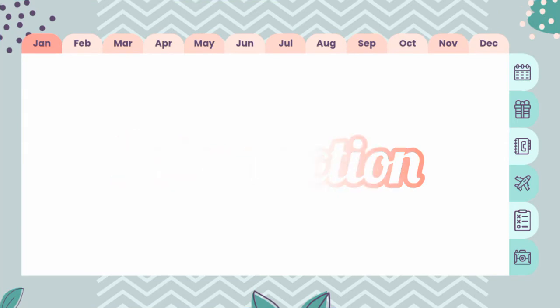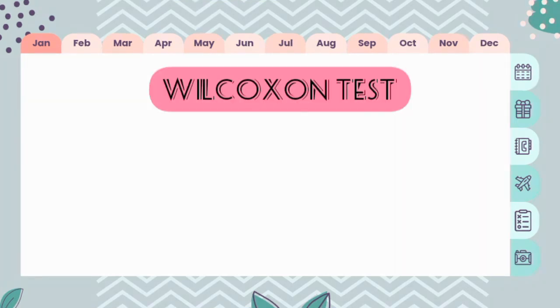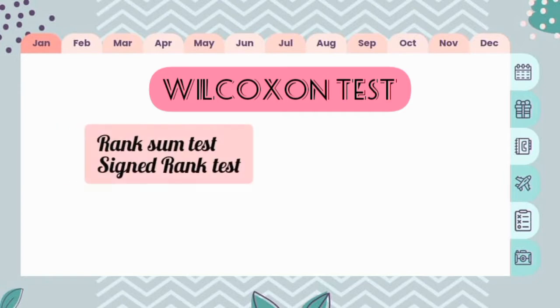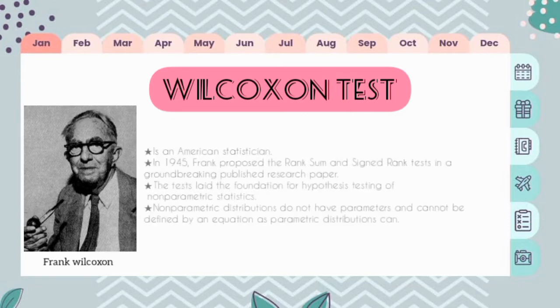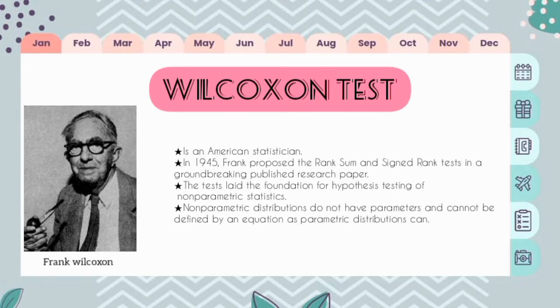Today I will introduce you to the Wilcoxon test. The Wilcoxon test is divided into two tests, which are the rank sum and signed rank tests. Both of them were proposed by Frank Wilcoxon, an American statistician. In 1945, Frank proposed both the rank sum and signed rank tests in a groundbreaking published research paper.